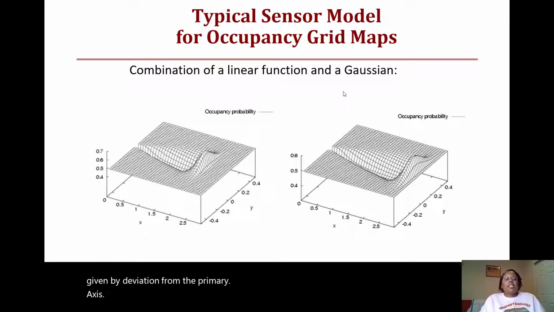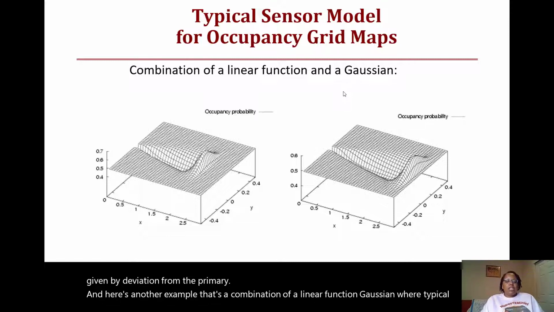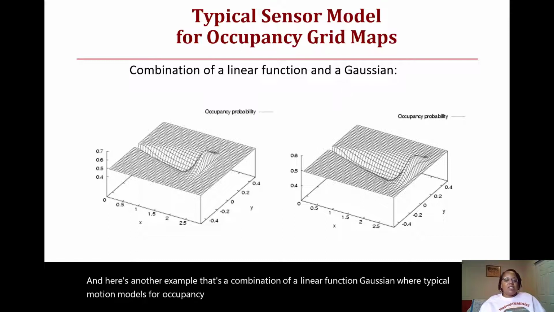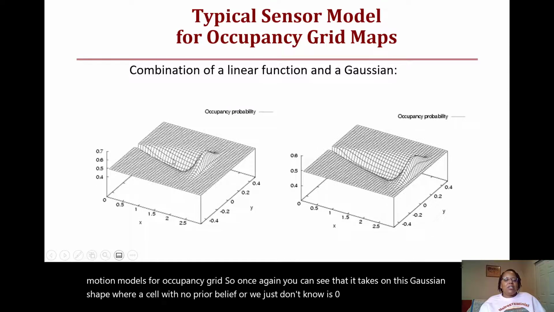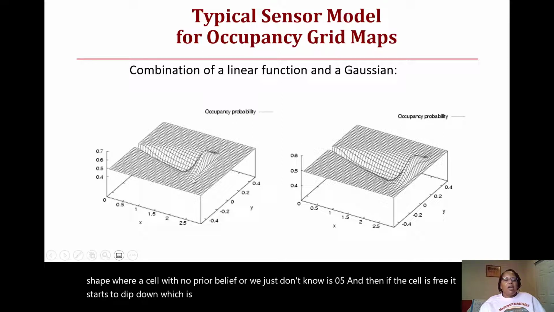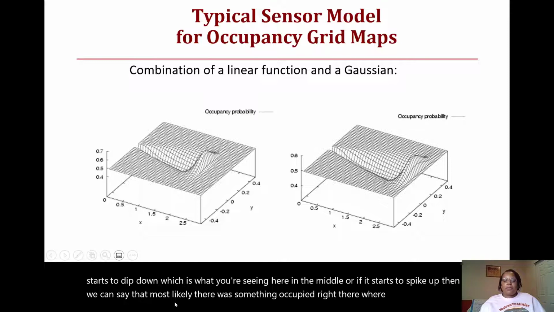And here's another example that's a combination of a linear function Gaussian with typical motion models for occupancy grid. So once again, you can see that it takes on this Gaussian shape where a cell with no prior belief, or we just don't know, is 0.5. And then if the cell is free, it starts to dip down, which is what you're seeing here in the middle. Or if it starts to spike up, then we can say that most likely there was something occupied right there, where you have the spike for these two different examples.